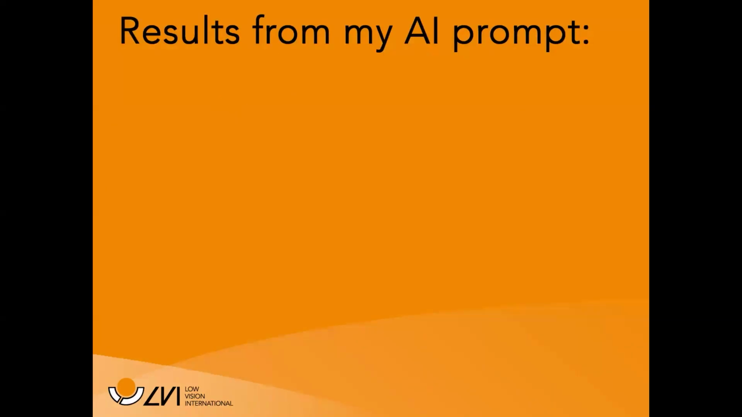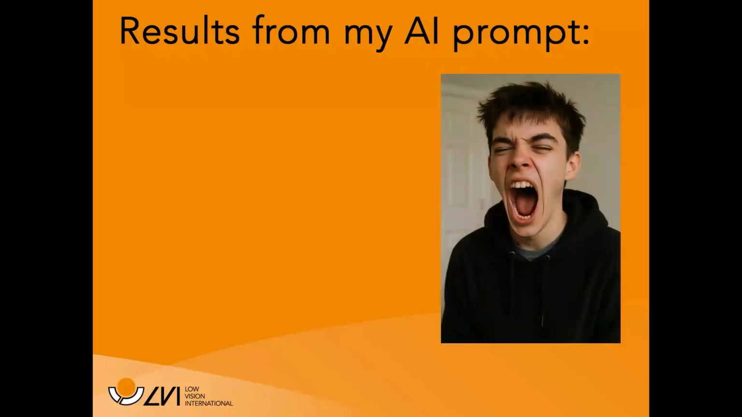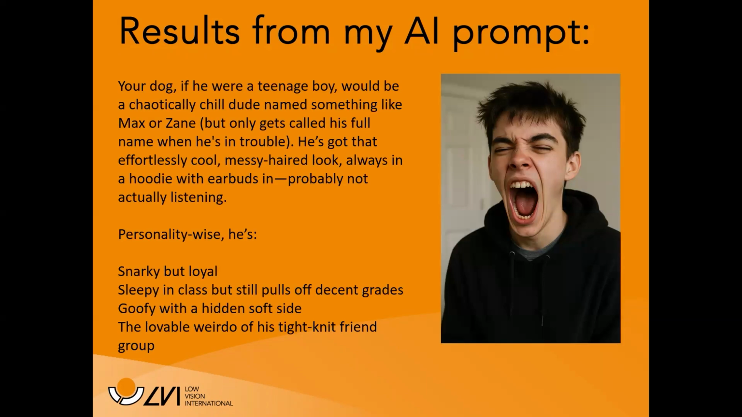So here are the results from my prompt. I am showing a picture of a teenage boy who has messy hair. He's lanky, he's wearing a dark hoodie, and his mouth is wide open as if he were screaming. ChatGPT looked at data far and wide from across the internet and compiled all that together to identify this picture and give me this description.